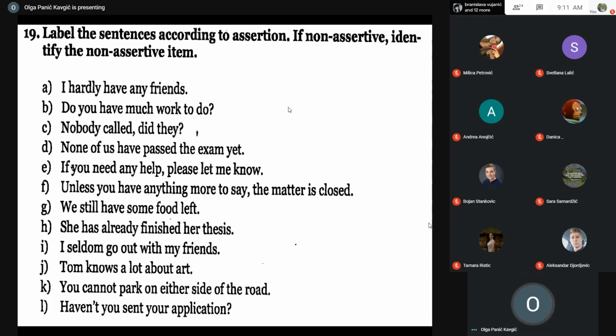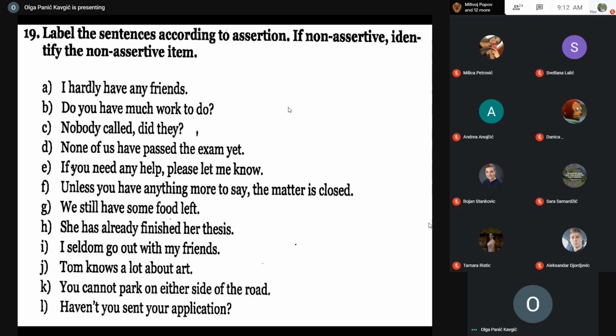Okay, is Sarah with us today? Sarah Samardzic. Yes, I'm here. Okay, Sarah. So, I hardly have any friends, not a very positive sentence. So I'm trying to help you this way also. What is it? Is it assertive or non-assertive? It's non-assertive. Non-assertive, so NA, good. And where are the non-assertive items? Hardly. Uh-huh. And any. And any, good, fine. So circle or underline hardly any and label it as NA. So this is all you have to do in this exercise.